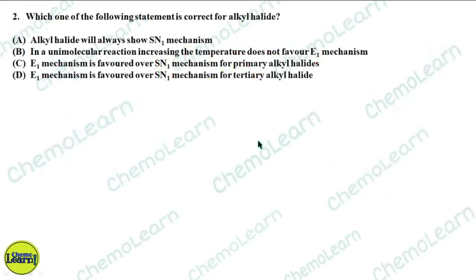Second one is, which one of the following statements is correct for alkyl halide? Alkyl halide will always show SN1 mechanism? No. In a unimolecular reaction, increasing the temperature doesn't favor E1 mechanism. It is also not correct. E1 mechanism is favored over SN1 mechanism for primary alkyl halide? No. E1 mechanism is favored over SN1 mechanism for tertiary alkyl halide. Okay. So, the correct option will be D.